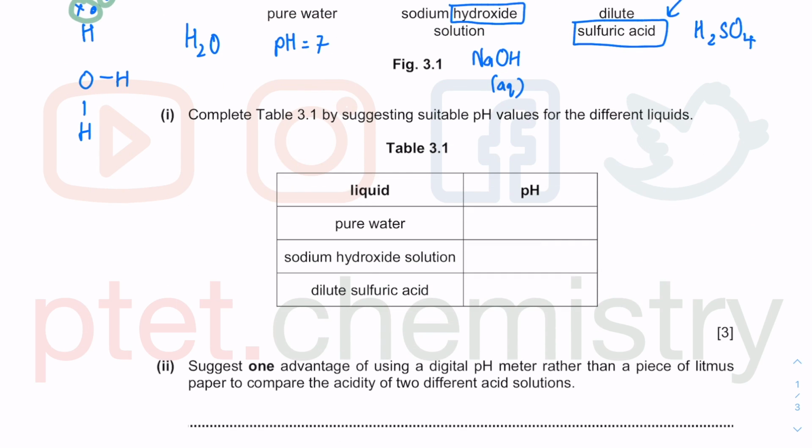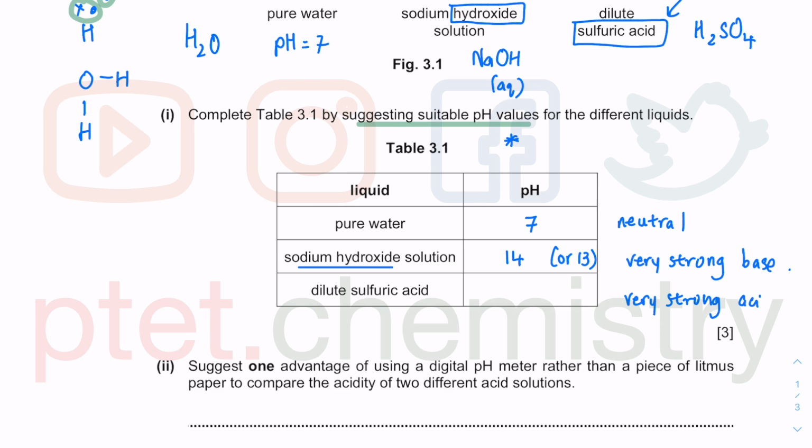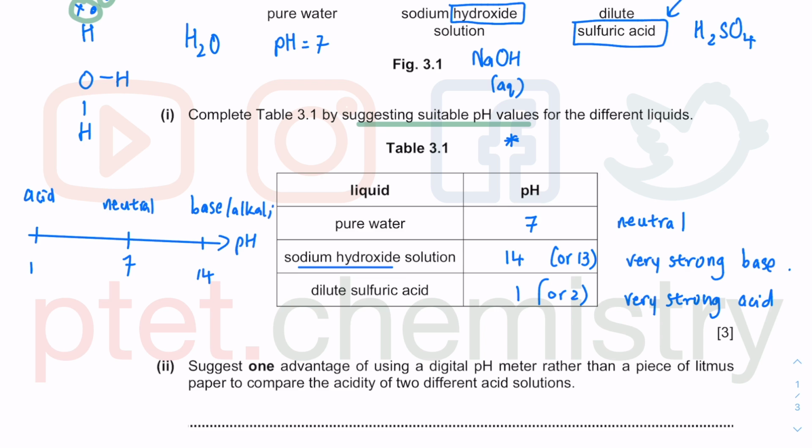So complete the table below by suggesting suitable pH values. This is a factual kind of question. So pure water, there is your neutral pH. This is pH 7. Sodium hydroxide is going to be fairly high. This is a very strong base, and therefore the value is going to be fairly high, very close to 14. Or you can say 13 should be alright as well. And then as for the acid, it's going to be fairly low. This is a very strong acid, so it's going to be very close to the bottom of the scale, so 1 or 2 would be alright. In general, you have a pH scale which ranges from 1 to 14. Just for simplicity, we'll just call it 1 to 14. And then here you have very strong acid, here you have very strong base or alkaline, and then pH 7 is your neutral point, neutral pH there.